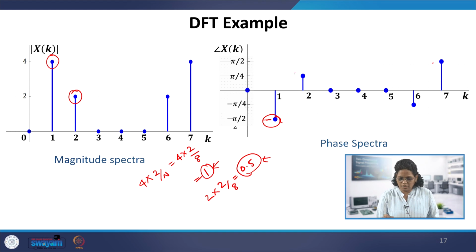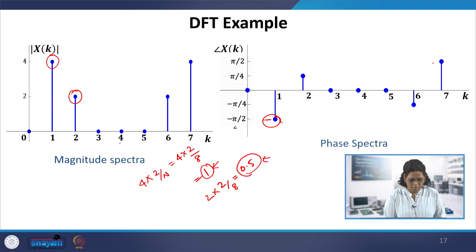And similarly the second harmonic, which has 3 pi by 4 minus pi by 2, results in pi by 4. This is the phase for the second harmonic, with respect to the cosine fundamental. So the phase spectrum should be interpreted with respect to the cosine fundamental. Now coming to 3, the harmonic is absent, and 4 is 0, 5 is 0. 6, what is that? 6 here and 7 here.